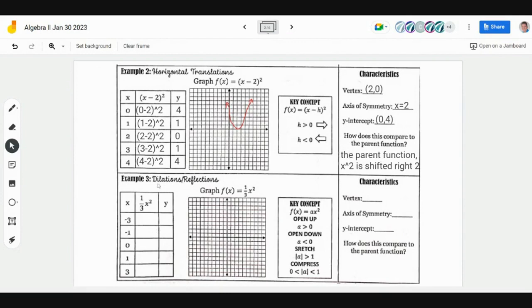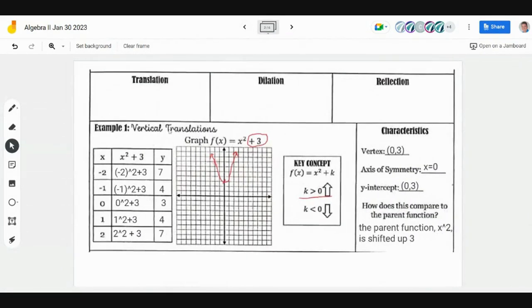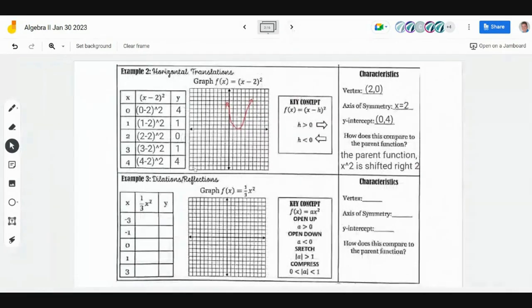All right, let's look at this last one. Dilations and reflections. We looked at horizontal translations. We looked at vertical translations. So which one are we talking about? Let's look at a dilation or reflections here. If this is going to represent a dilation, this is not a reflection.